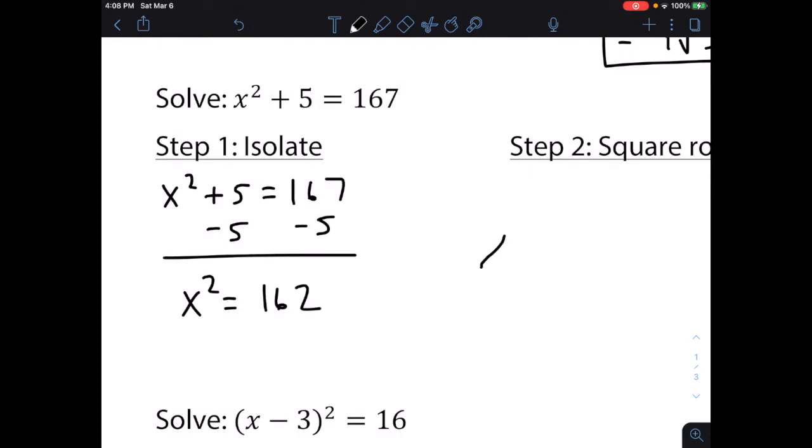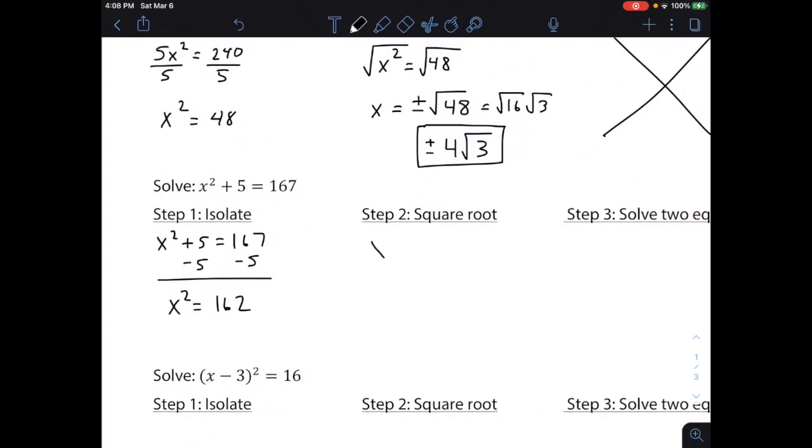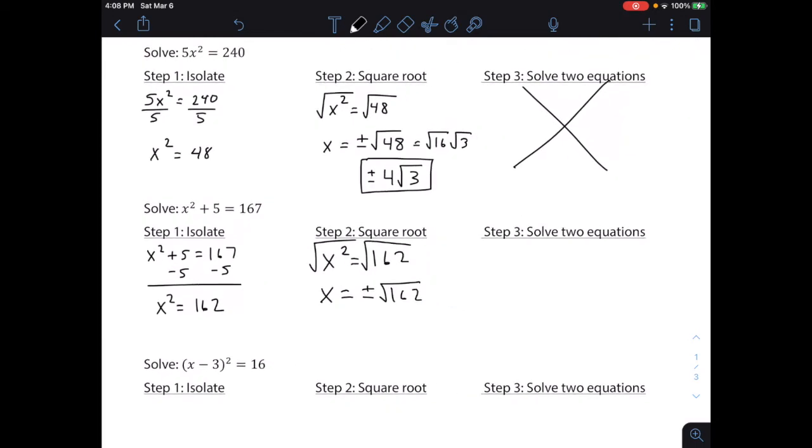And then we just simply take the square root of both sides. So we have x squared equals 162. Take the square root. So x equals plus or minus the square root of 162. All right, again, we don't have anything to solve here. So there's not two equations that we have to solve. All we have to do is simplify that radical if possible. All right, and it is something that we can simplify.